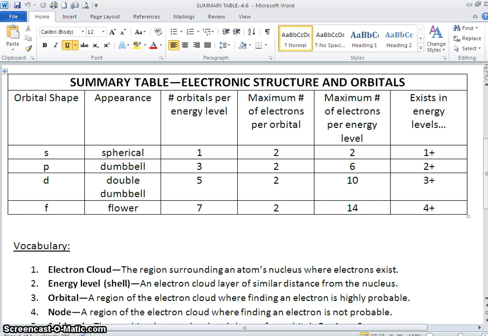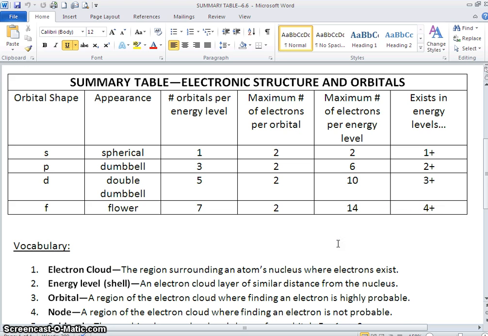Okay, if you said that the fourth column is the one that indicates a similarity, you're correct. Notice that no matter what the shape is, one orbital can hold a maximum of 2 electrons. Next question. Can all orbital shapes exist in any energy level? The answer to that is no. If you look at the last column, the 6th column, you'll see the first energy level at which an orbital shape can exist. So the s orbitals can exist at any energy level, p can only exist from the 2nd energy level and further out, the d from the 3rd, and f from the 4th.